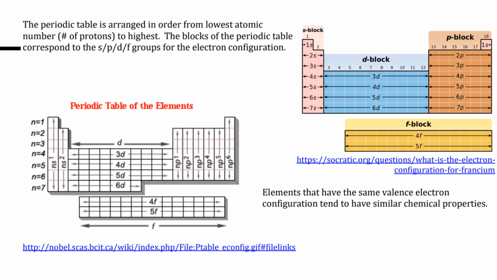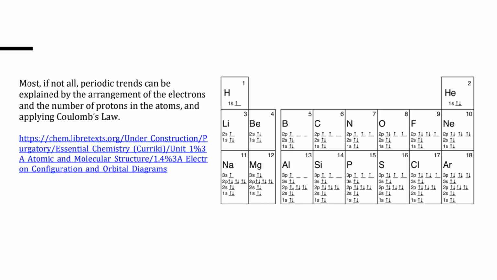So you may see a question that says, based on this, an element is found to have 7 valence electrons and 2 orbitals, something like that. Which element is most likely to behave the same way or have similar chemical properties? Most, if not all, periodic trends can be explained by the arrangement of the electrons and the number of protons in the atoms, and you're applying Coulomb's law.